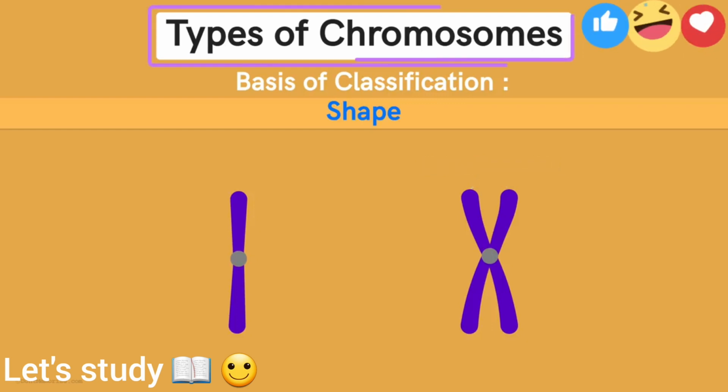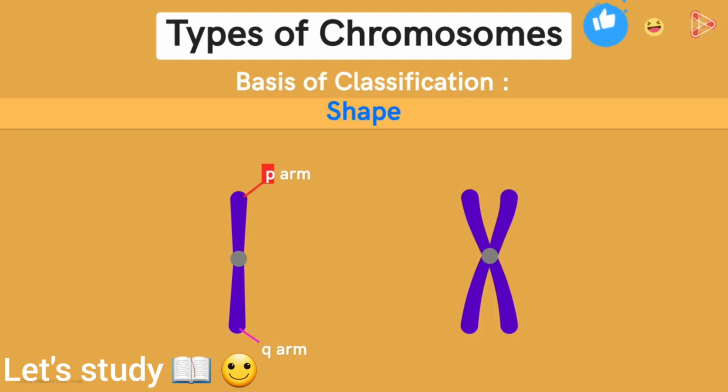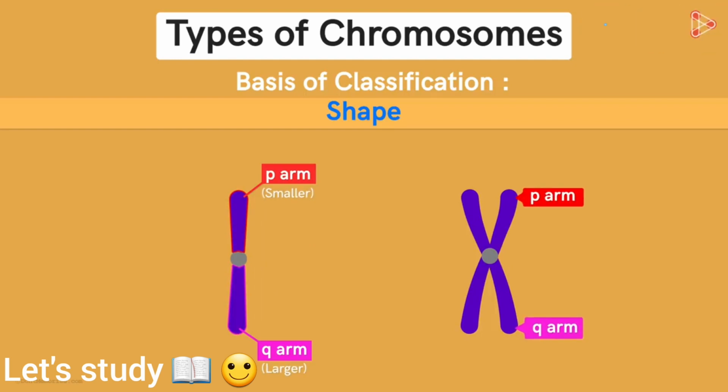Now, to understand the types, let's first understand the typical structure. Here, these two regions are called the arms of the chromosome. This arm is named as the P arm and this is known as the Q arm. So how do we recognize which is the P and which is the Q arm? Is it based on their positions? Nope, it depends on the size. The smaller arm is the P arm while the larger one is the Q arm. So this chromosome has one P and one Q arm, while this one has two P and two Q arms.